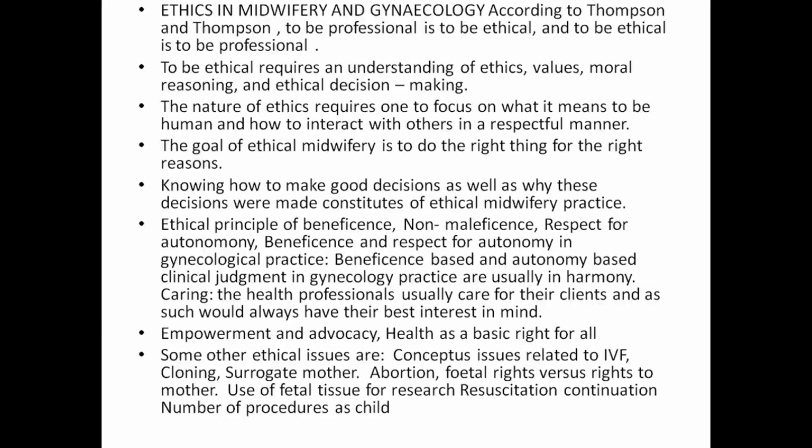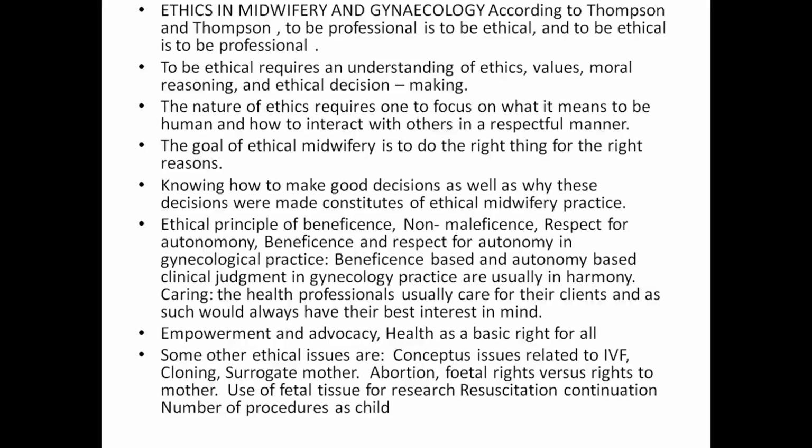Ethical principles include beneficence, non-maleficence, and respect for autonomy. In gynecological practice, beneficence-based and autonomy-based clinical judgments are usually in harmony. Caring: health professionals usually care for their clients and would always have their best interest in mind. Empowerment and advocacy: health is a basic right of all.